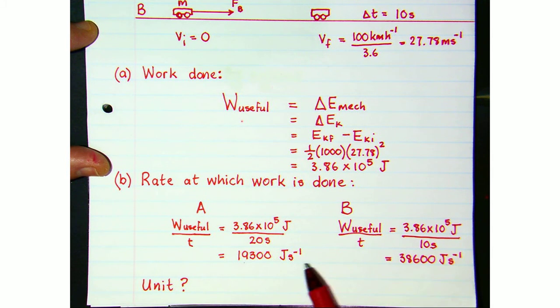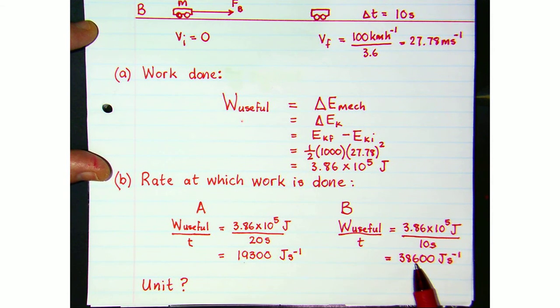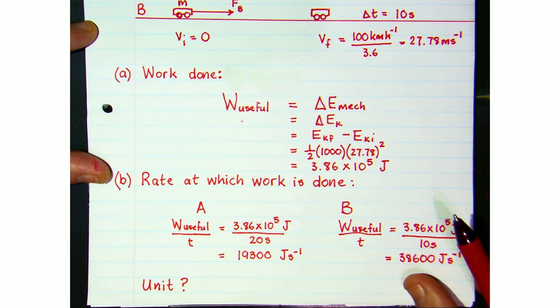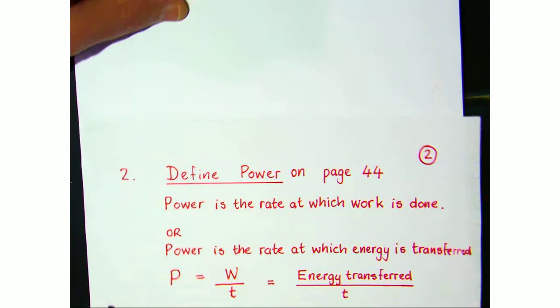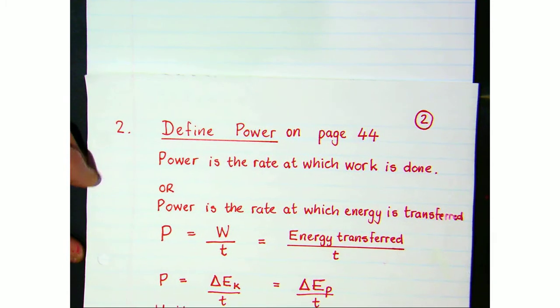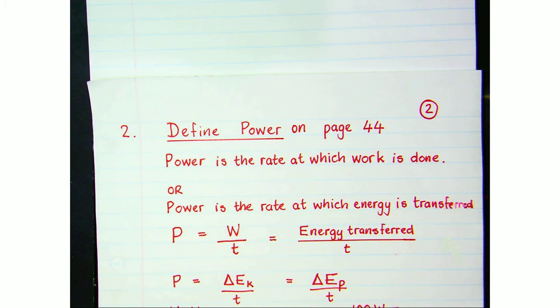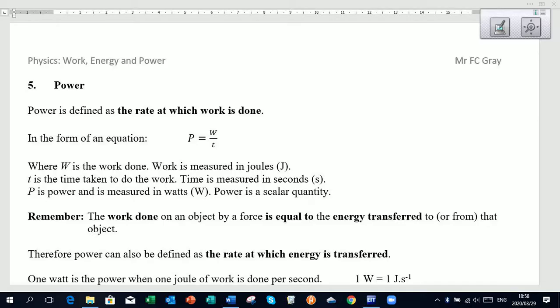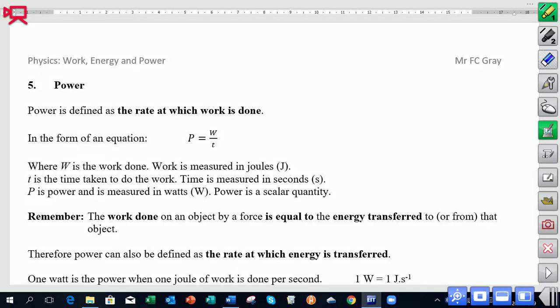And what we've really calculated here is the power of each engine. So let's go to the definition of power. And the definition is on page 44 of your notes. So let's go there. And there it is on page 44. We've got power is defined as the rate at which work is done. There's the formula. Work divided by time.